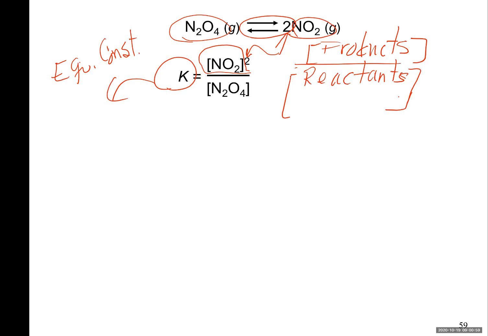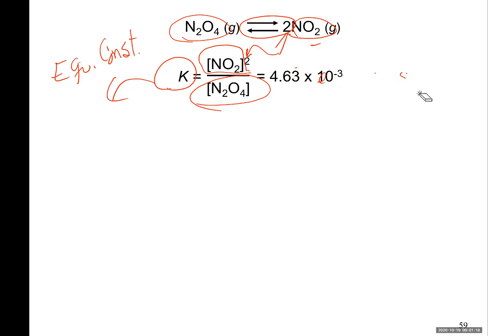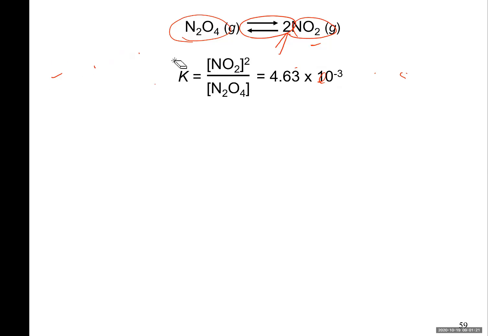You may say, how do I calculate K? We run the experiment. We measure concentrations of products and reactants. Then all you have to do is use this formula. And in this case, if we give you the concentrations at the given temperature for this equilibrium constant, enter the concentrations into your calculator, then you have the equilibrium constant.